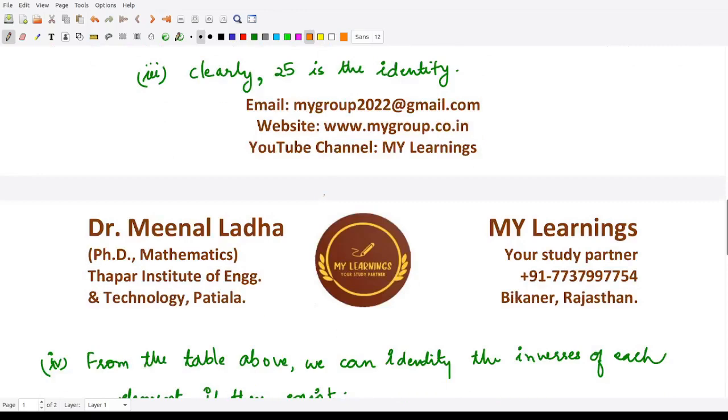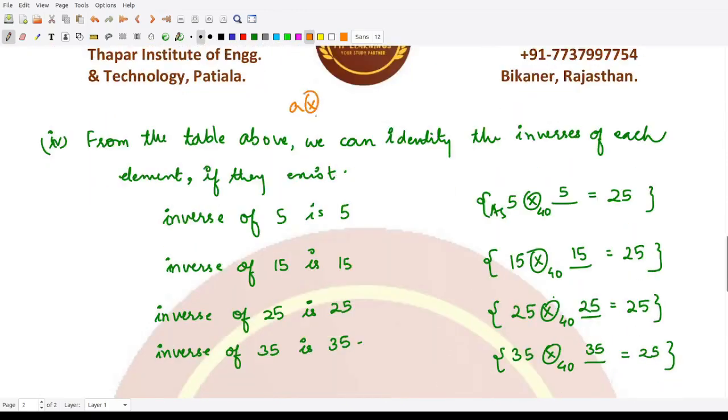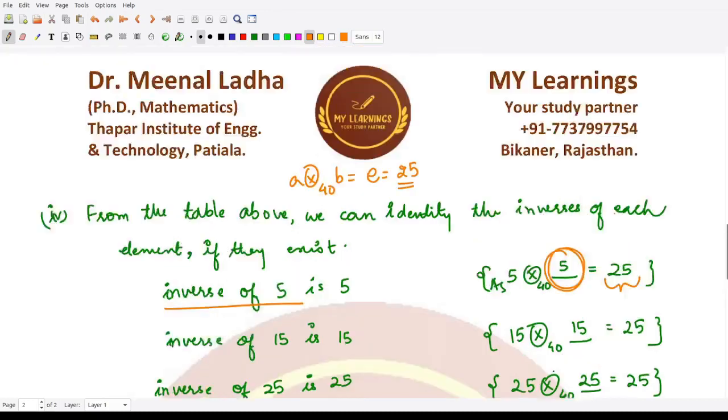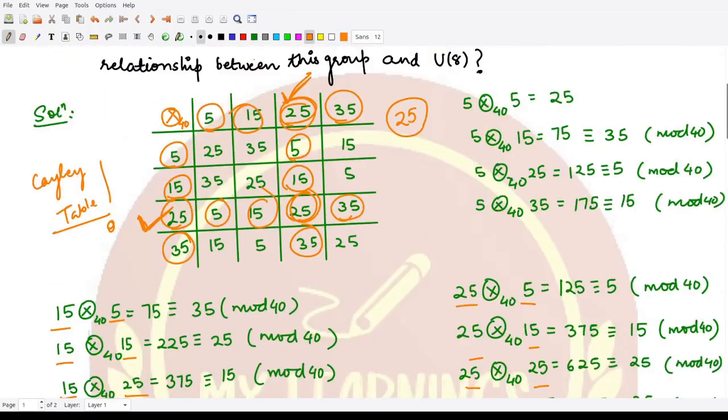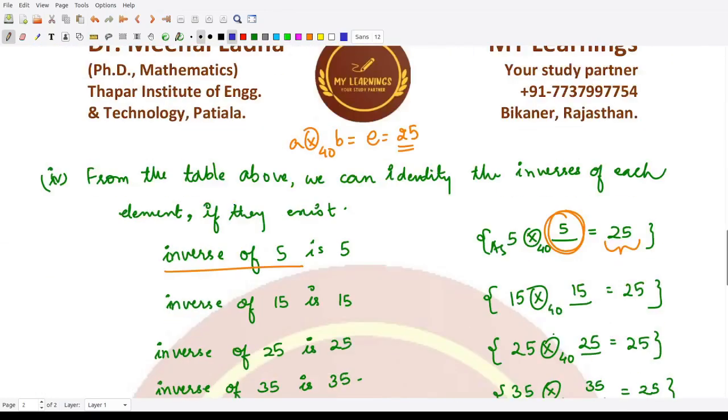Now what about the inverse? For the inverse, we need to check that A would be called the inverse of B whenever their product is the identity, which in this case is 25, correct? So we start with the number 5. For the inverse of 5, we are looking for some element such that 5 multiplication modulo 40 with that number gives you 25. In the table, you can clearly see we have 5 with 5. So 5 multiplication modulo 40 with 5 would give you 25. Correct? So that means 5 is the inverse of 5.